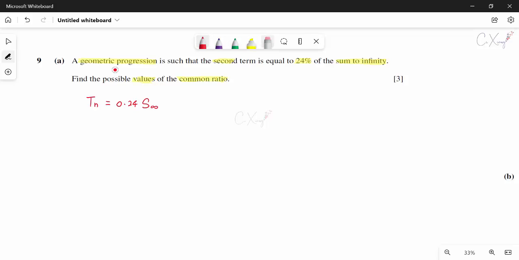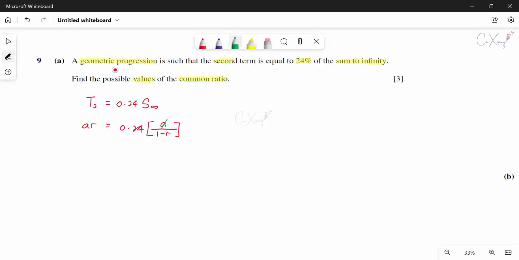So first, sorry, there's a mistake here. It should be T2, second term, so T2. For a geometric progression, what is the formula for T2? It will be ar power 1, right? Then 0.24 you just copy. For the sum to infinity, the formula will be a divided by 1 minus r.